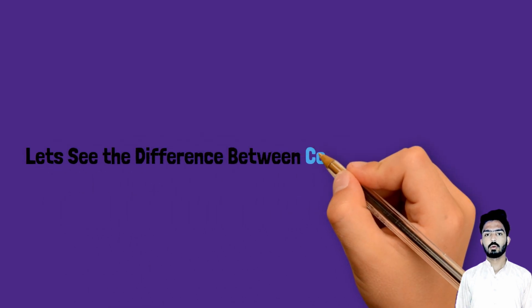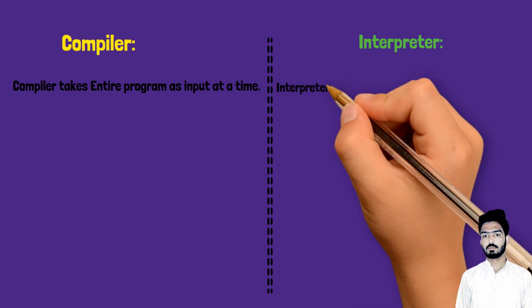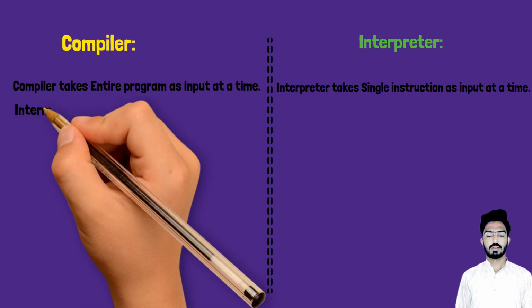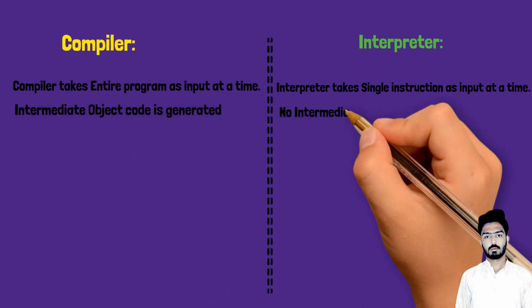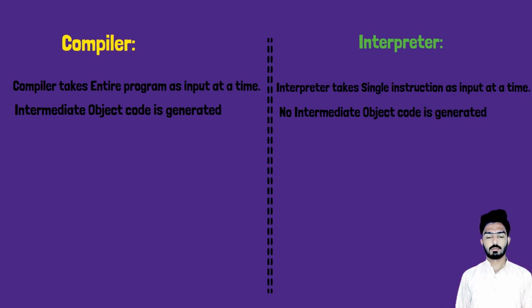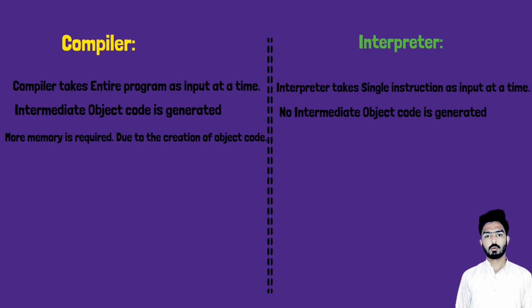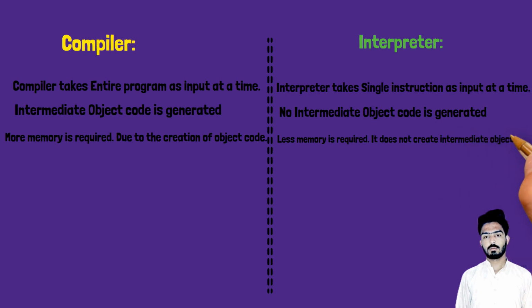Let's see the difference between compiler and interpreter. A compiler takes the entire program as input at a time. An interpreter takes a single instruction as input at a time. In a compiler, intermediate object code is generated, but in an interpreter no intermediate object code is generated. In a compiler more memory is required, due to the creation of object code. But in an interpreter less memory is required. It does not create intermediate object code.